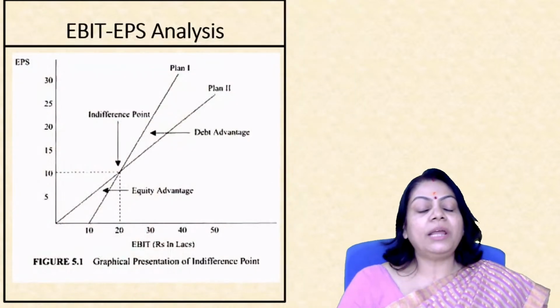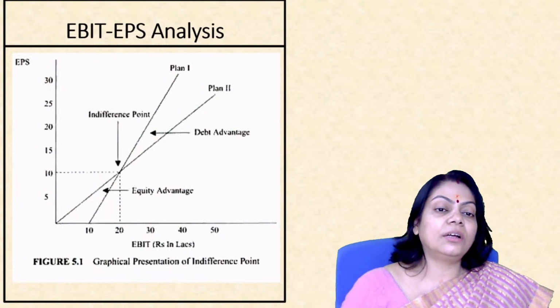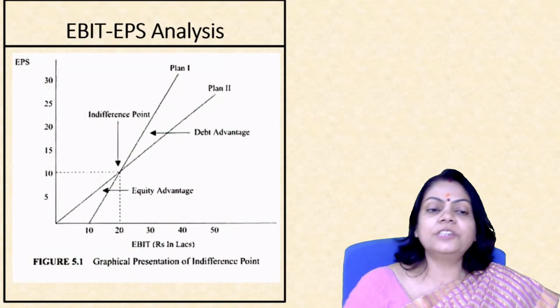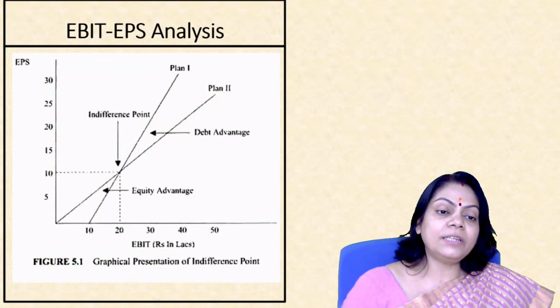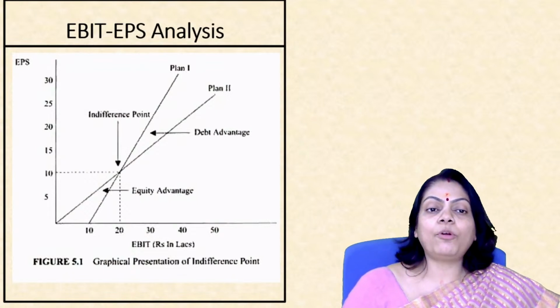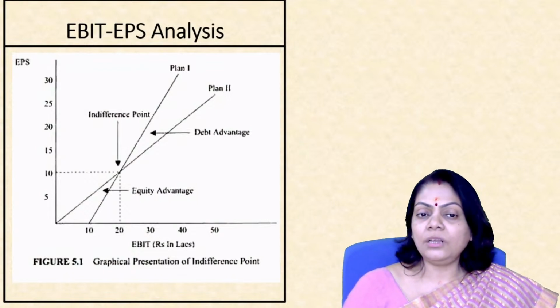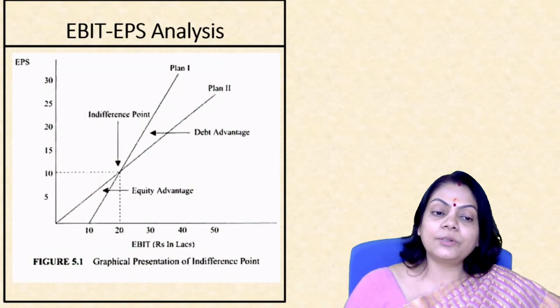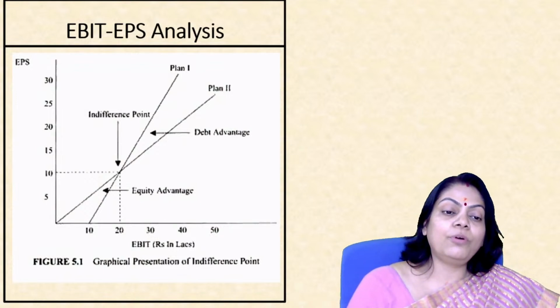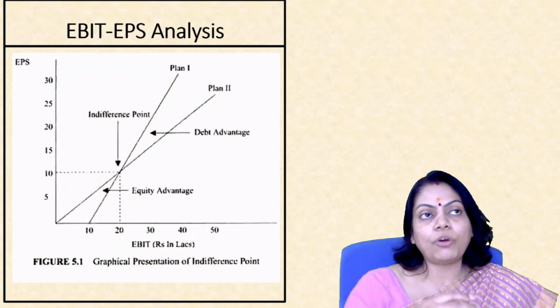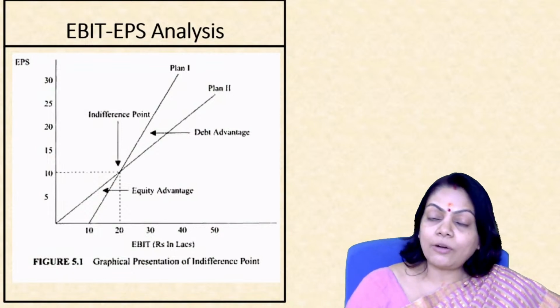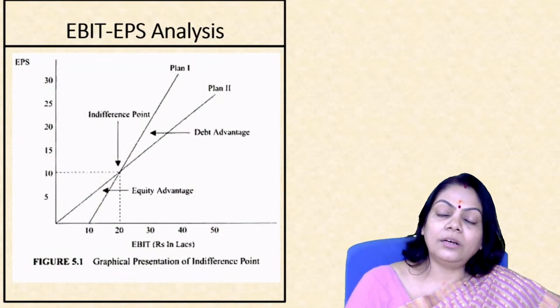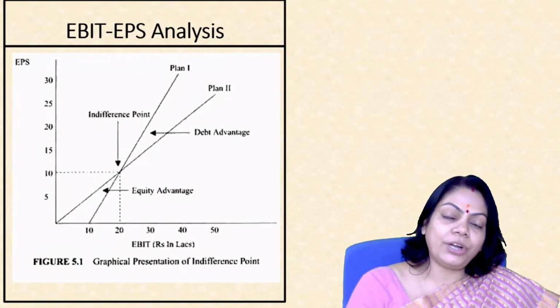Next, what I am showing you here is, suppose there are 7 plans. It's difficult to plot all the 7 plans. Suppose hypothetically I am plotting here 2 plans, plan 1 and plan 2. If you find out different levels of EBIT, like we talked about 0, 100 and 200, and calculate the various EPSs for each of these, you can easily plot it on a graph.